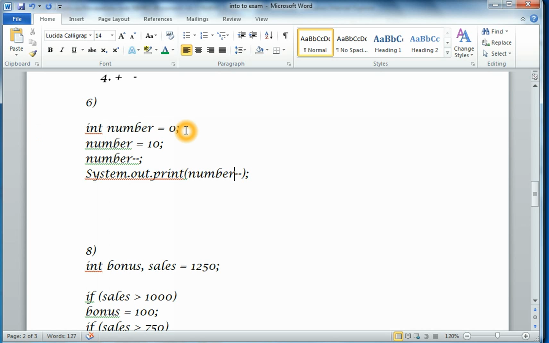Integer number is set to 0 to start with, and then number is set to 10. Then after that, you do this step. When you do this step, what's the result of this step? If 10 is in there, you do 10 minus minus, the answer becomes 9. But then, when you do this step, you should print the number first and then decrement it by 1. So print first, most important, okay?